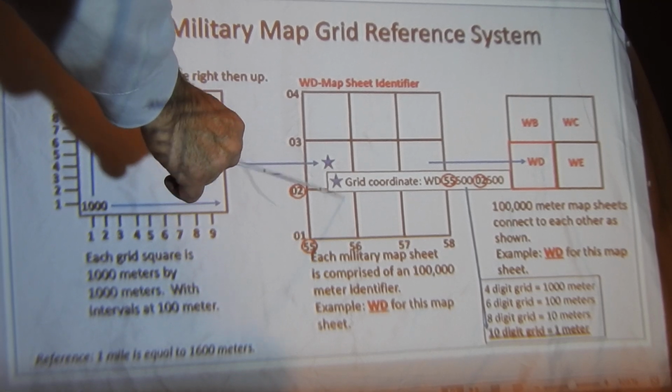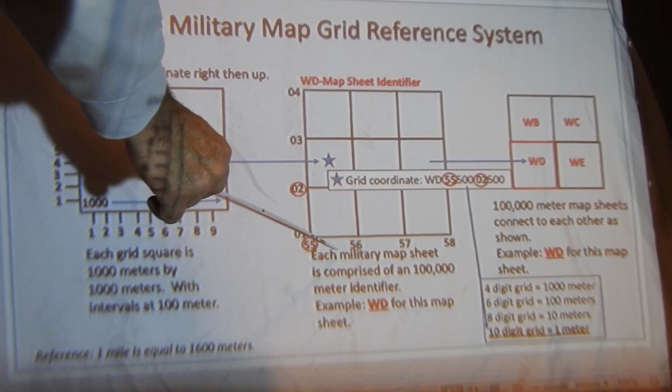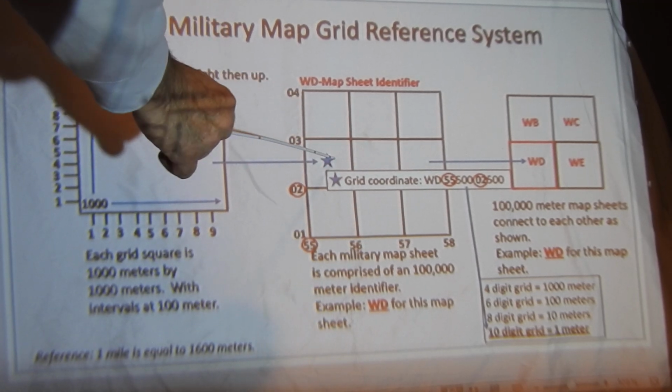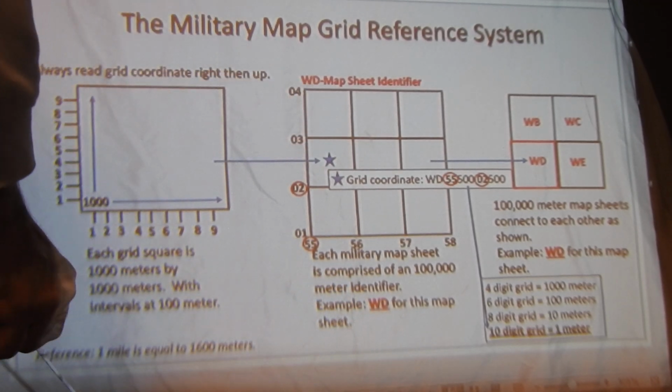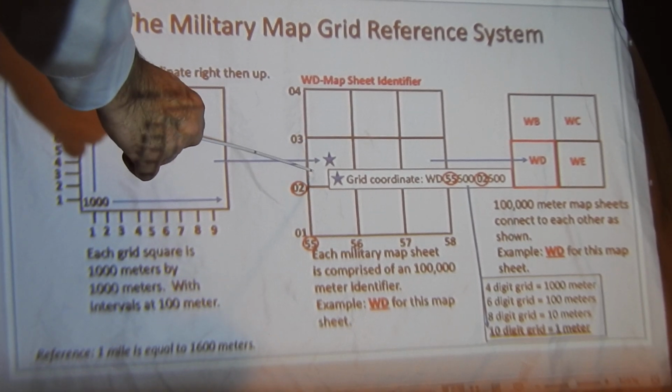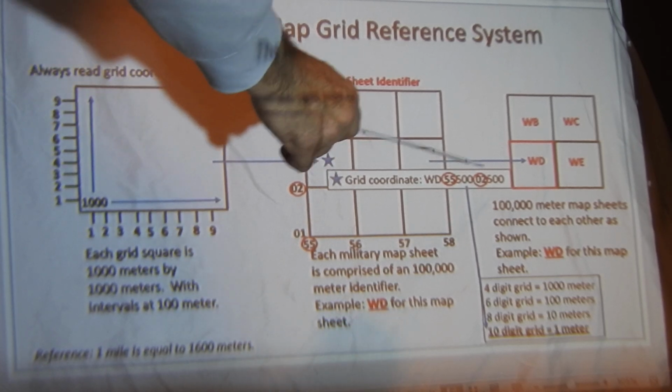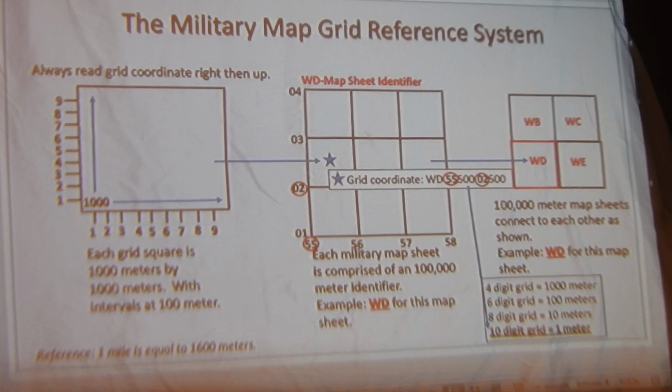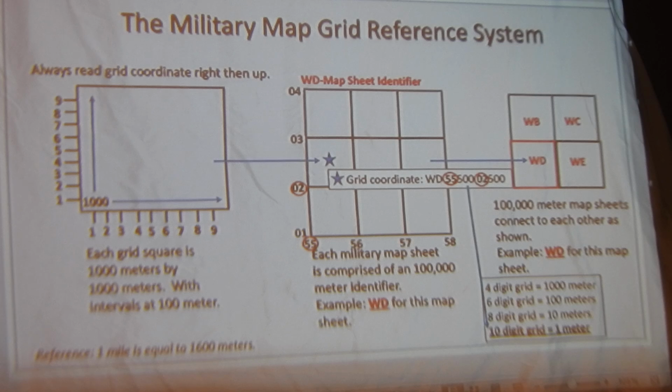The first one we're going to know, this star location right here, is between 55 and 56. So it's 55. Halfway through is 500, so 5,500. And then the next grid coordinate would be 02500. Going up, it's halfway between 02 and 03, so it's 02500. So that's how we get our grid coordinates on a military map. Very simple, but again, very definite. And again, it'll put you in places where it wants you, and it'll keep you out of places where it doesn't want you. So very cleverly, we need to understand that. This is the military grid reference maps, and the same thing with GPS.